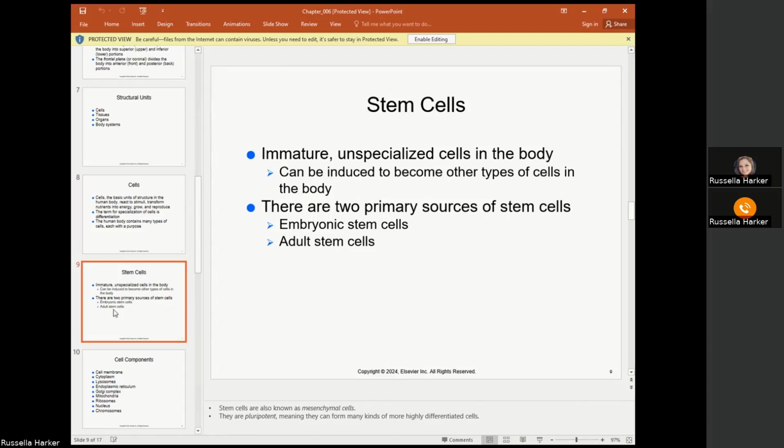So the embryonic stem cells come from embryos that develop from eggs that have been fertilized in the test tube and then used for research purposes. The embryos are usually 4 to 5 days old and are referred to as blastocysts.